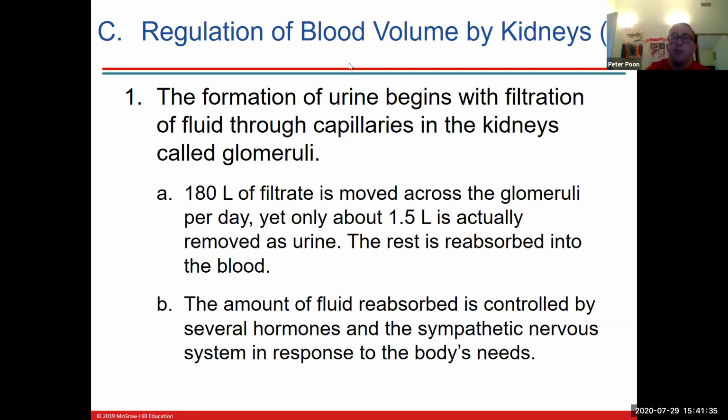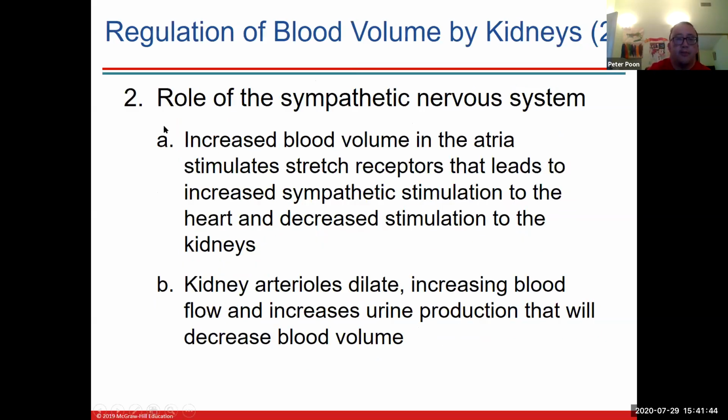The amount of fluid reabsorbed is controlled by several hormones and the sympathetic nervous system in response to the body's needs. All right, the role of the sympathetic nervous system. With increased blood volume in the atria, stretch receptors lead to sympathetic stimulation of the heart and decreased stimulation to the kidneys, so less urine is being made. Kidney arterial dilation increases the blood flow and increases urine production, which will decrease blood volume.